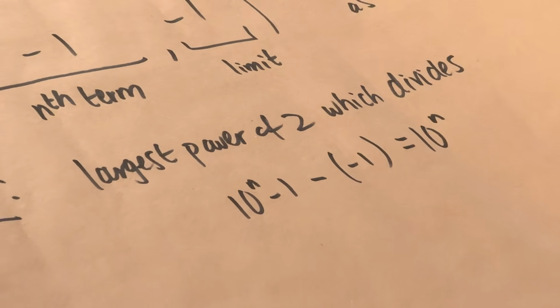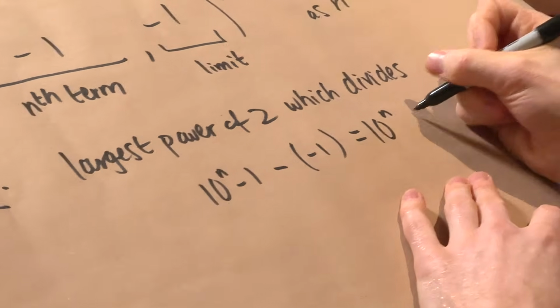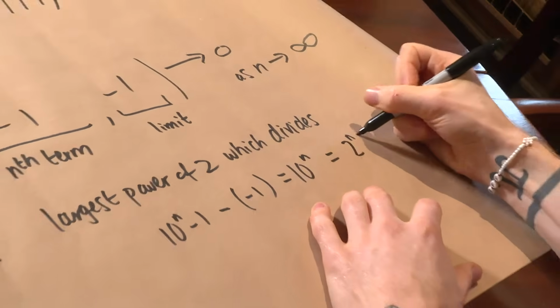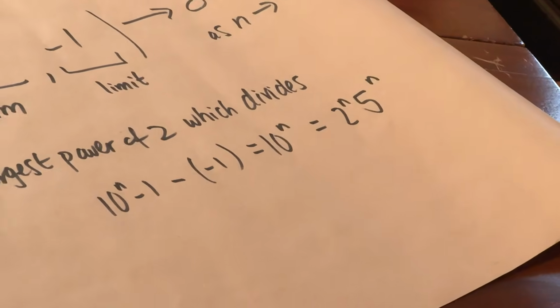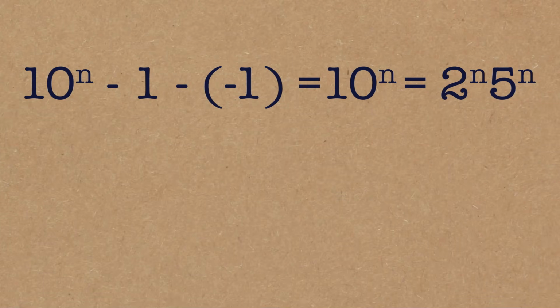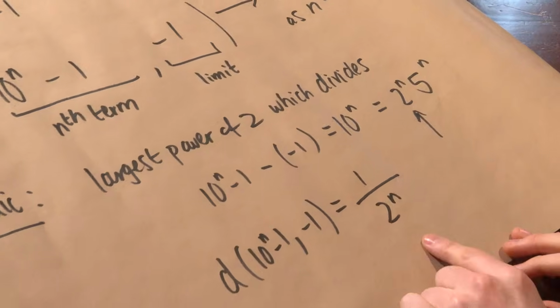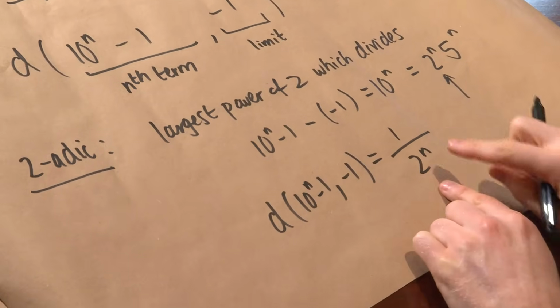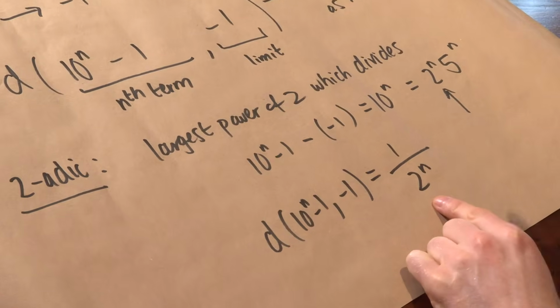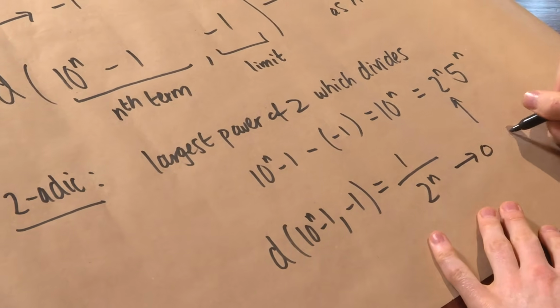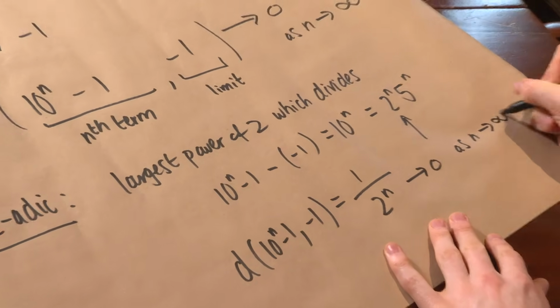So what's the largest power of 2 which divides 10 to the n? Well, 10 to the n is 2 to the n times 5 to the n, because 10 is 2 times 5. 2 to the n is a factor, so our distance in the p-adic metric between the nth term of the sequence and the limit of -1 is 1 divided by 2 to the n. What happens to this as n tends to infinity? 1 over a bigger and bigger and bigger number, this tends to 0 as n tends to infinity.